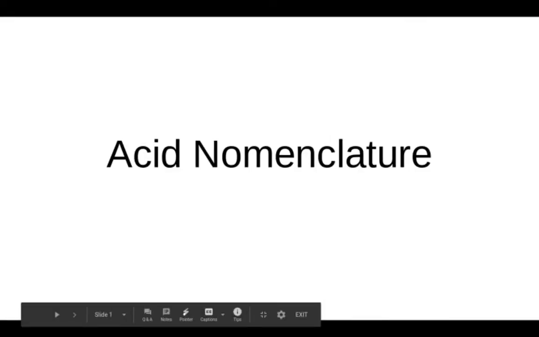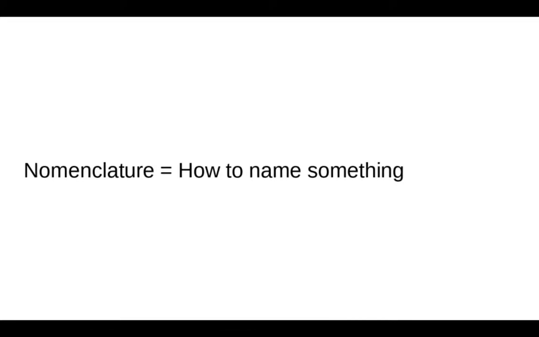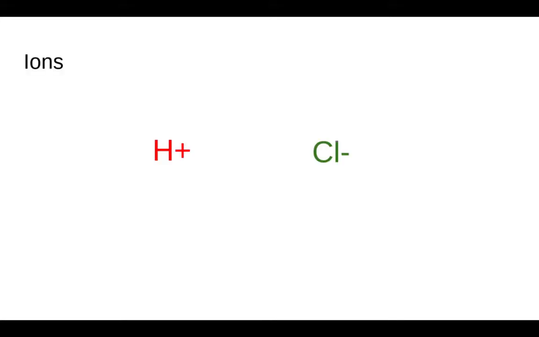So acid nomenclature. Nomenclature means how to name something. So this class today is about when you see an acid, how can we tell what it's called? Because they normally have a different name based on just its chemical components. But first we need to do a little bit of revision.